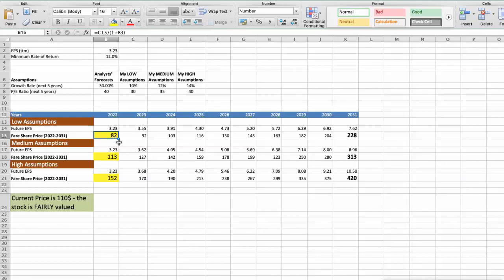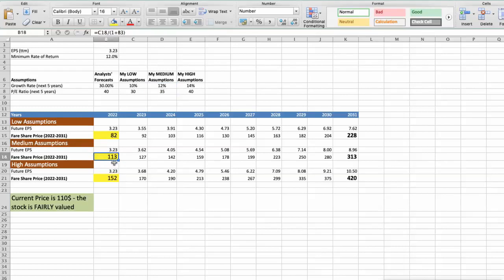Second scenario. AMD will have average performance in next 5 years, and we will use the following parameters in our calculation. Future growth rate would be average, 12%. Future PE would be average, 35%. In this case, the fair value of the stock today would be $113.